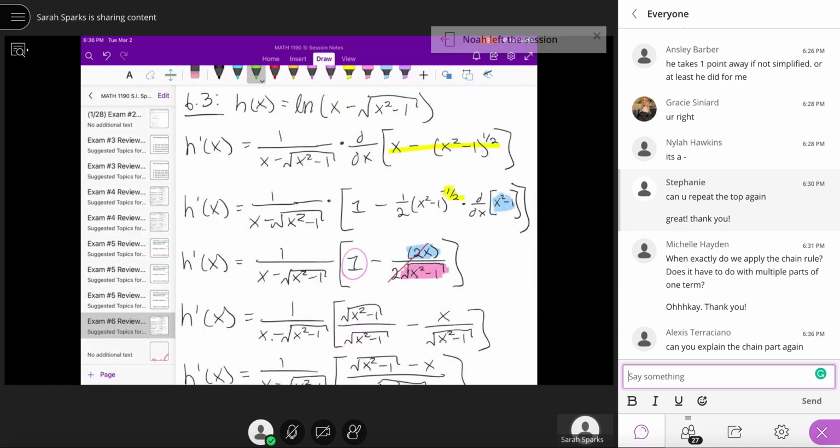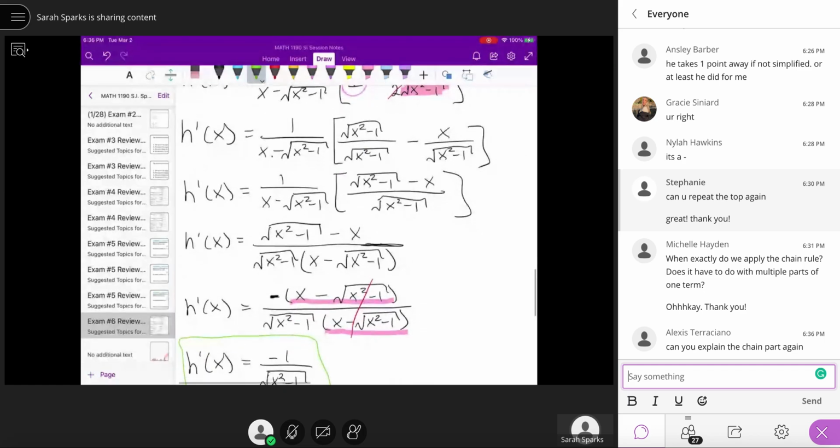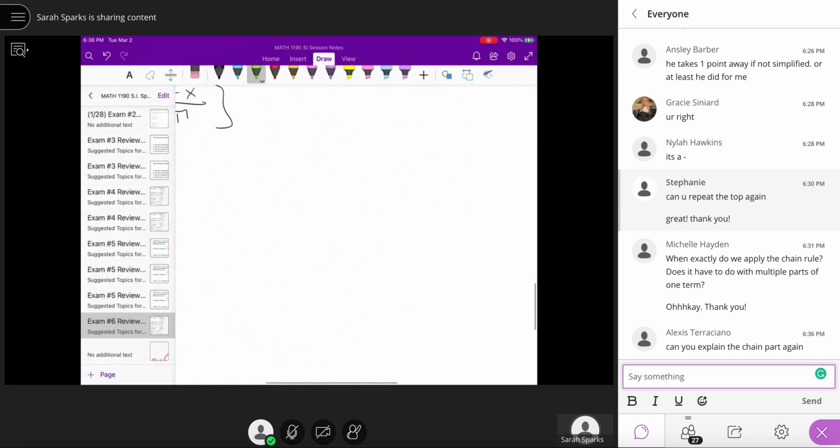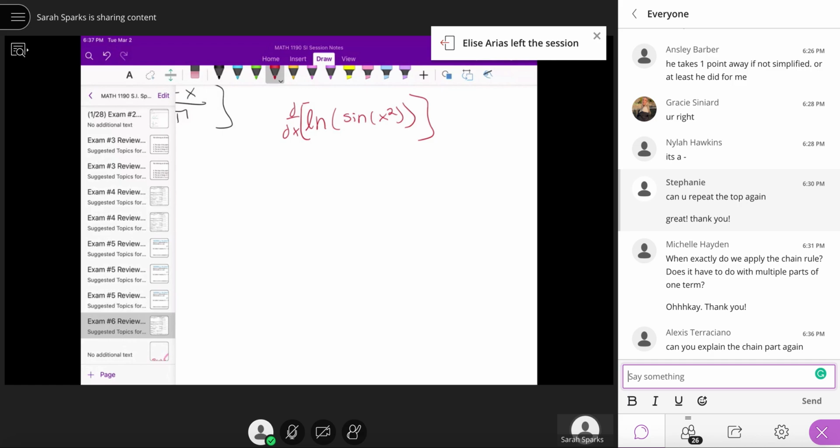Can you explain the chain part again? Like what I said earlier when I was explaining it to Michelle. So for chain rule, for something like the natural log of sine of x squared, you want to keep going until the derivative of your inside function is 1, right? Because we've been using chain rule all along, you just didn't realize it.